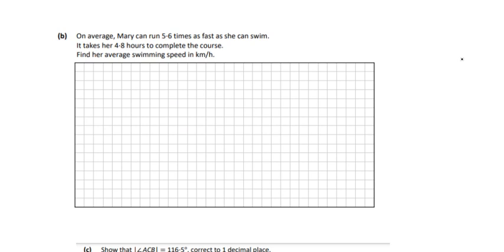Right, so on average, Mary can run 5.6 times as fast as she can swim. It takes her 4.8 hours to complete the course. So we can come up with an equation here. So 5.6 times whatever her speed of her swim is, that has to be equal to the speed of the run.